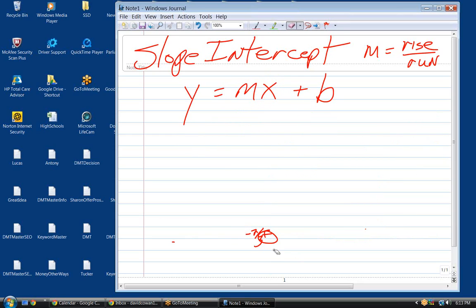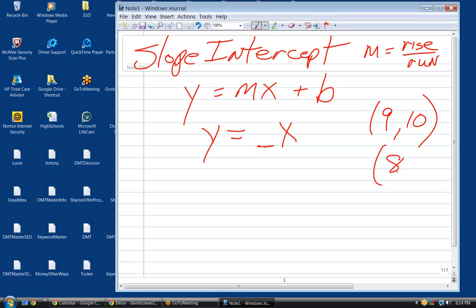Okay. What else you got? Well, there's this other one, and it's y equals blank x. And then we don't have the b, so we have to fill in the m and the b. And it gives us 2 coordinates. It gives us (9, 10) and (8, 13). All right. Let's start with the 2 coordinates. What do we need in order to solve for this? We need m and we need b.